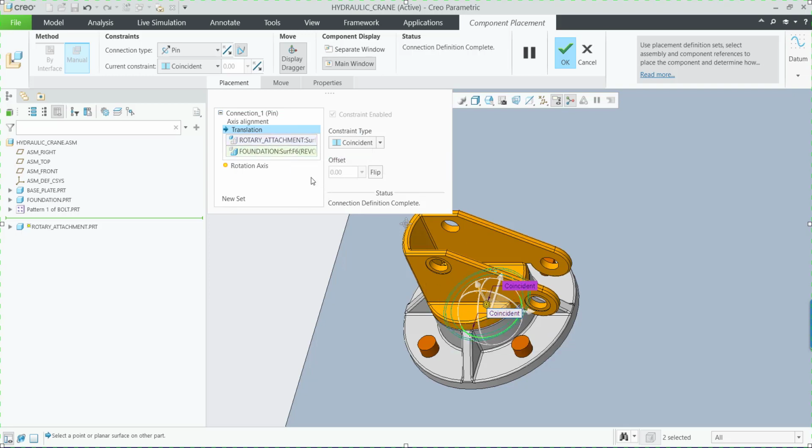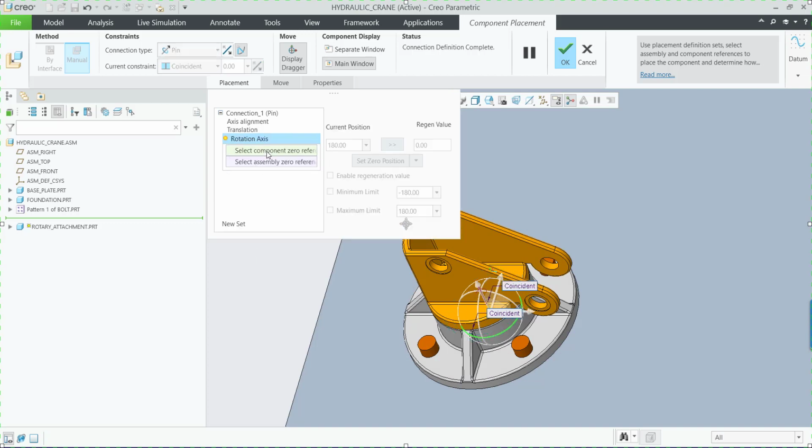So this is not done yet, because since it is having the rotation, I need to define the limits of rotation as well. For that I can click on this rotation axis, and I should select the 0 references from both the components. The 0 reference from the rotary attachment would be this surface, and the similar reference from the assembly side from the foundation.prt, that is this surface. Currently they have 90 degree as the angle, minus 90 is just a direction indication, but I want this minus 90 as my 0 position.